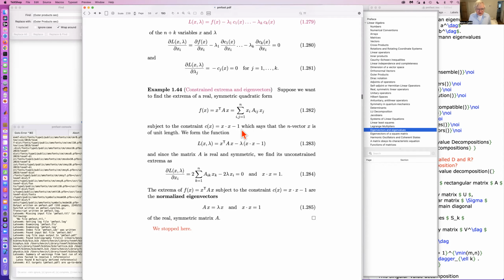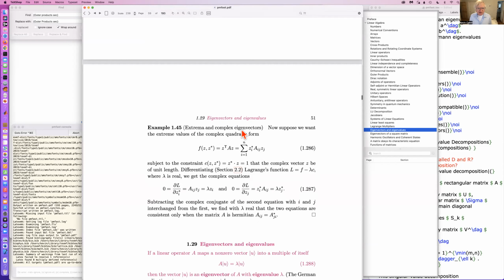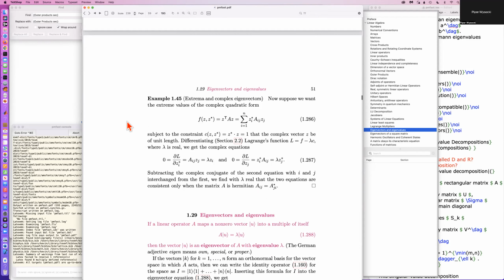Not actually this section, this example, which I did mention, but its complex analog, which in a funny sense contains much of the linear algebra that's actually used in quantum mechanics. Namely, suppose we want to find the extreme values of a complex quadratic form, Z transpose AZ, A being an n by n matrix, subject to the condition that Z is a complex vector of unit length.